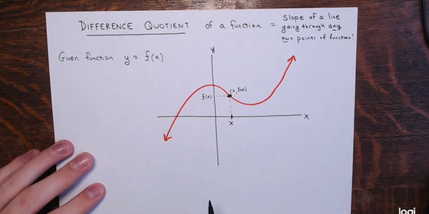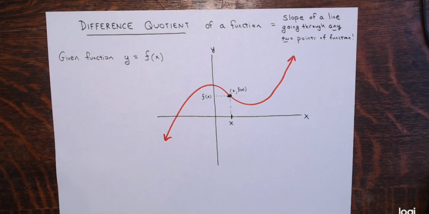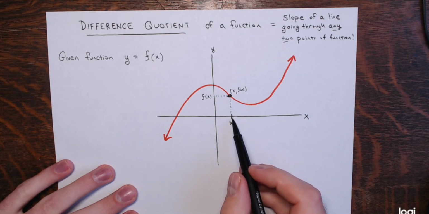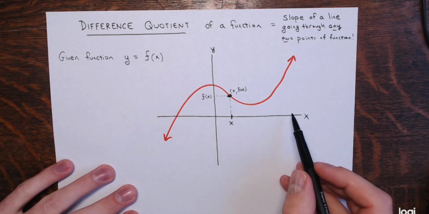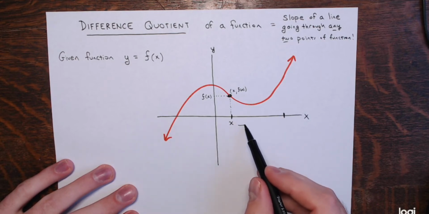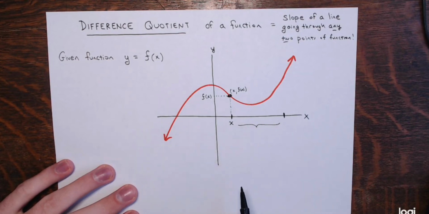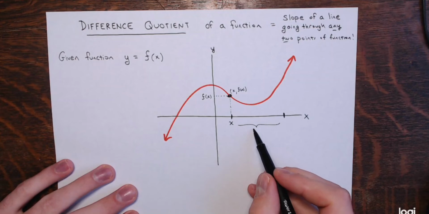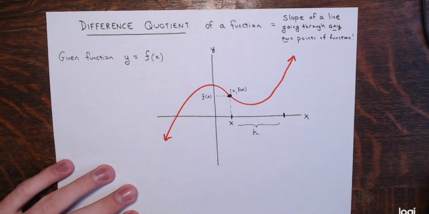And now I need another point on the curve, another point of the function. Well, that means we just move from x somewhere else. Say over here, it doesn't matter. Now this distance that's being moved, you could call it the change in x or the run. You could do delta x, but in this book, in this particular section, they're calling this h. So h is the change in x, it's the run. The horizontal change, right?